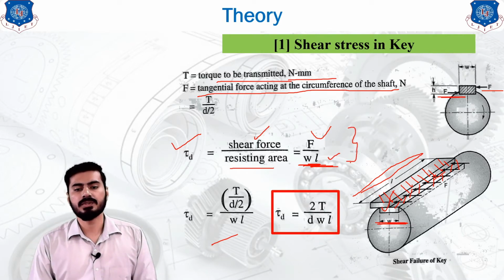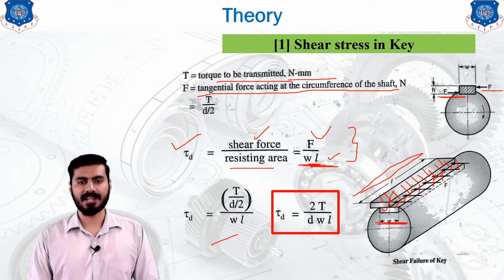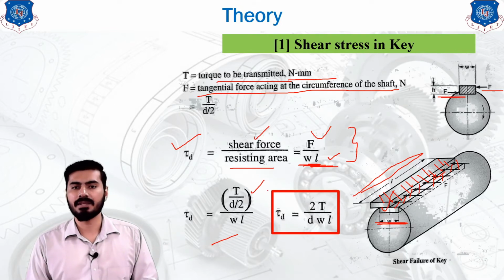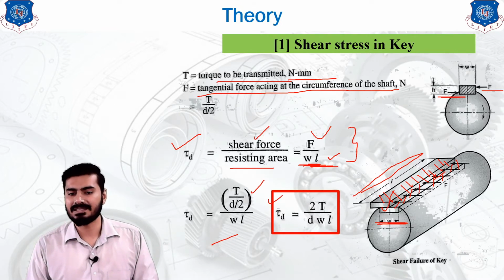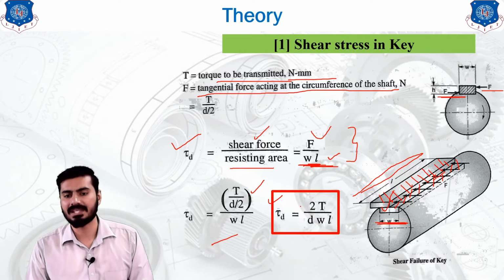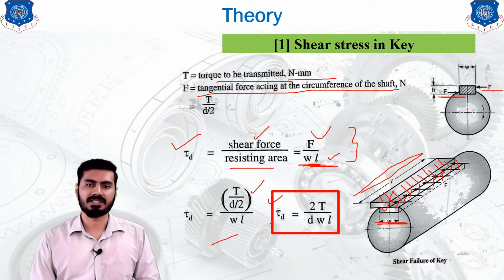If this area is the resisting area, then your equation of the shear stress will be this. Using this equation, we can substitute the formula of F, that is the tangential force, which will give you this equation. By simplification, we can easily derive the shear stress equation, that is tau equals 2 times T upon D into W into L. So this is the final equation of the shear stress.